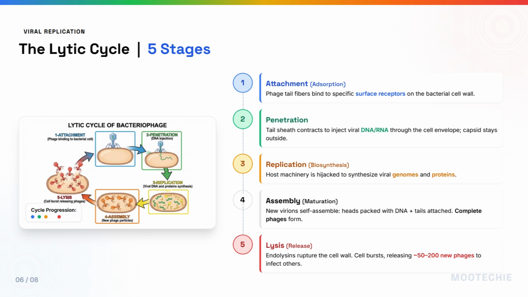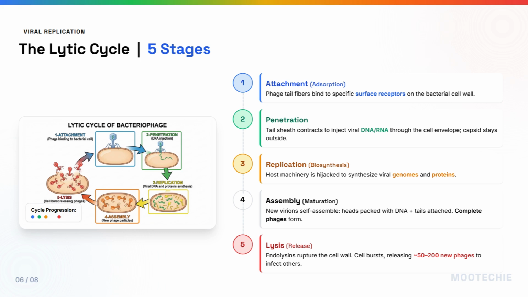Second, penetration. The tail sheath contracts, driving the tail tube through the cell envelope and injecting the viral DNA or RNA. The empty protein capsid remains outside the cell. Third, replication or biosynthesis. Here the phage hijacks the host cell's machinery. The bacterial cell is forced to stop its own work and instead synthesizes new viral genomes and the proteins needed to build new phage particles.